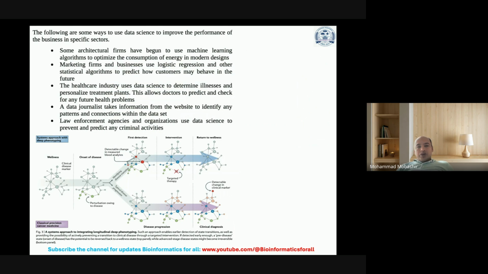Here I am showing you one of the applications in health science. So this is wellness, clinical disease marker, then onset of disease, then detection of change in measured blood levels. So first detection, intervention, then return to wellness. This is how you try to understand disease propagation or progression, then clinical diagnosis. This is one of the finest examples of how you can think theoretically if you are working as a data scientist.